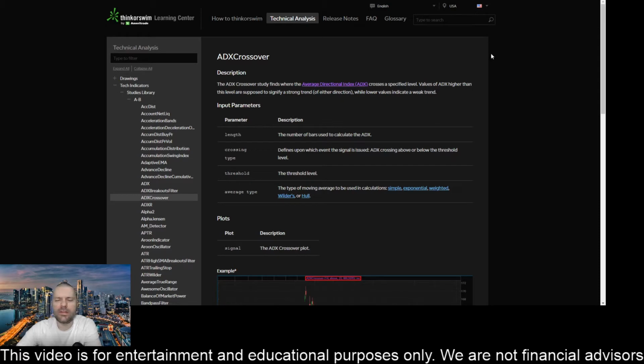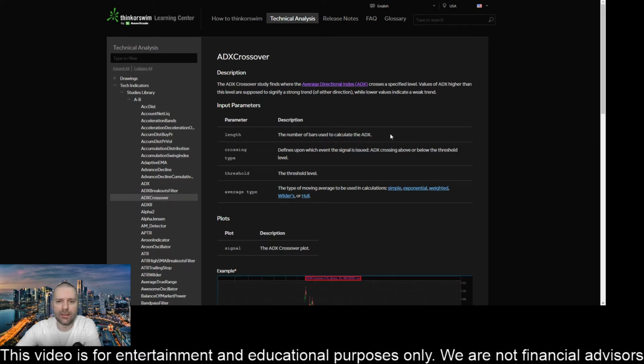I want to talk about using the ADX Crossover Study to help you make smarter trades. So what is the ADX Crossover Study? It's a study where the average directional index, or the ADX, crosses a specified level. Values of ADX higher than this level are supposed to signify strong trend of either direction, while lower values indicate weak trend.